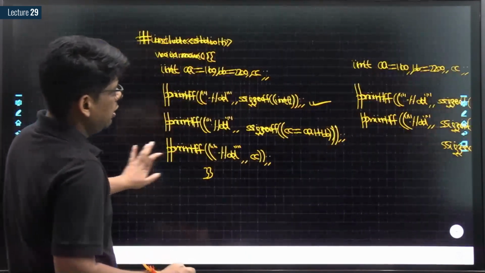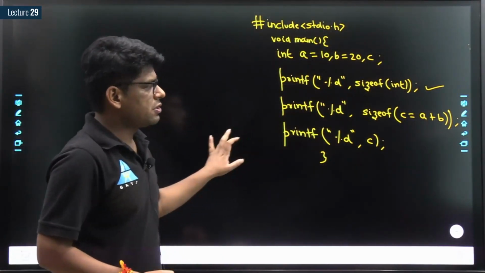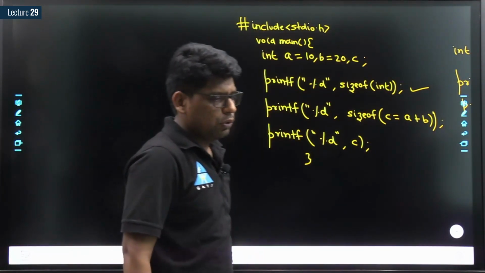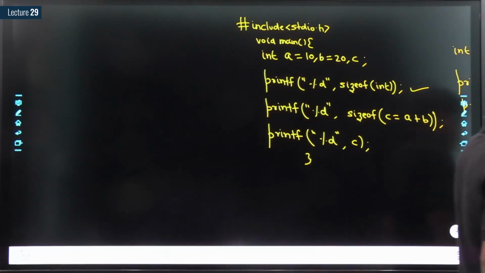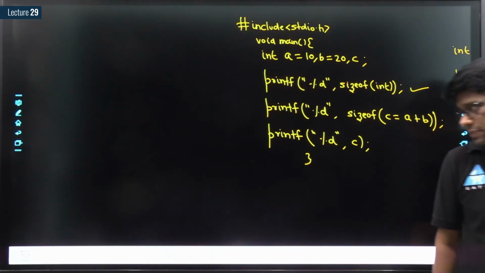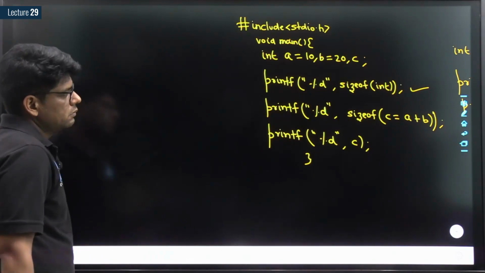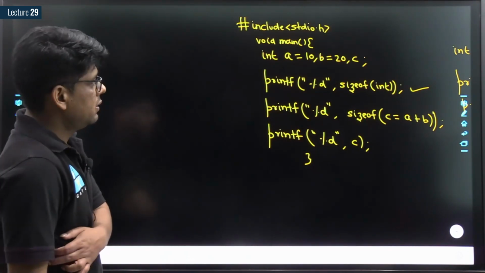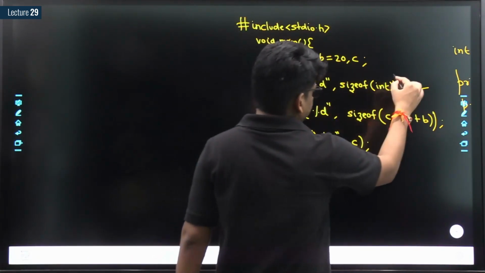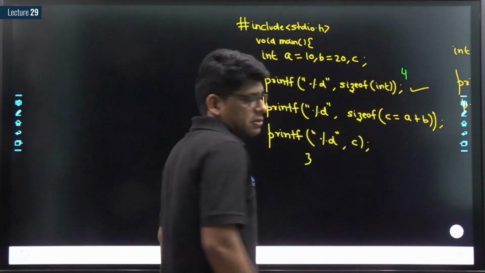Please pause the video and try to find out the output of this code. You will get to know many new things. Sir, okay, this is okay. If integer takes 4 bytes, the output of this is 4.